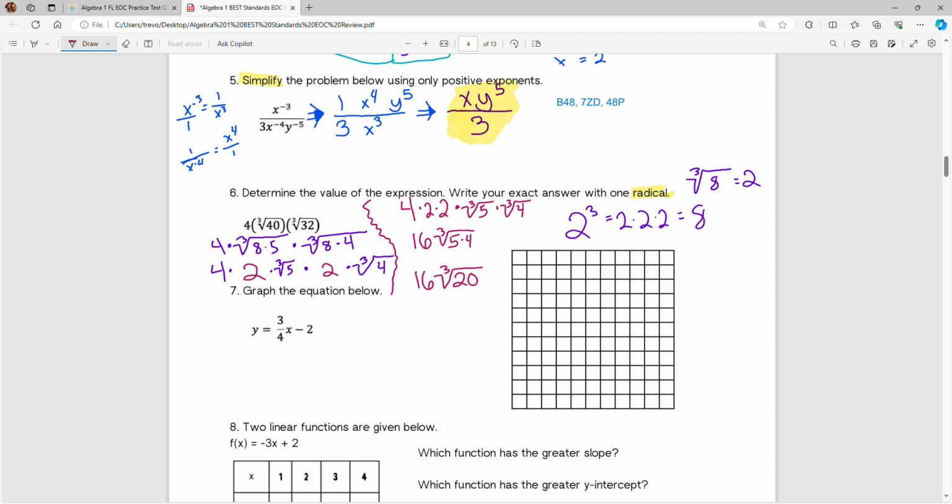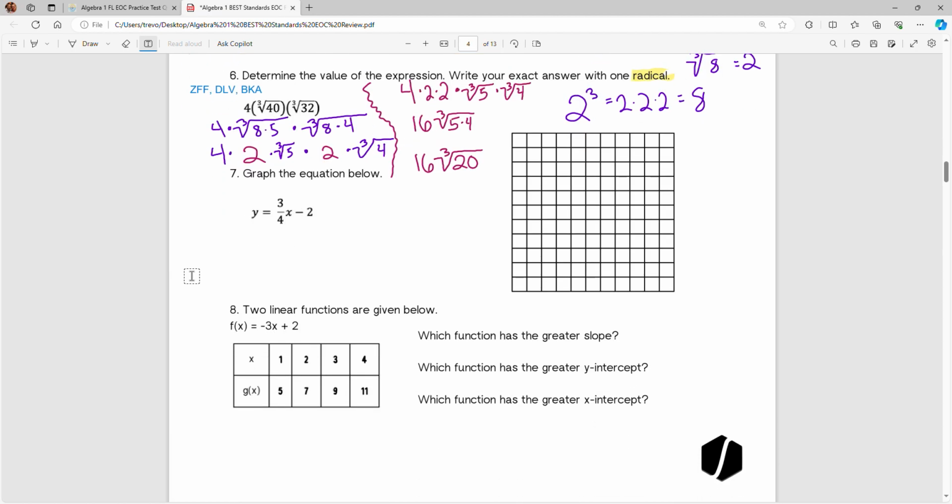And for some practice on this, I recommend IXL lessons. In class, we did DFF, but I also have DLV and DKA as lessons to practice this standard in IXL. Remember, you have to log in with our district Clever in order to be able to do more than 10 questions a day in IXL.